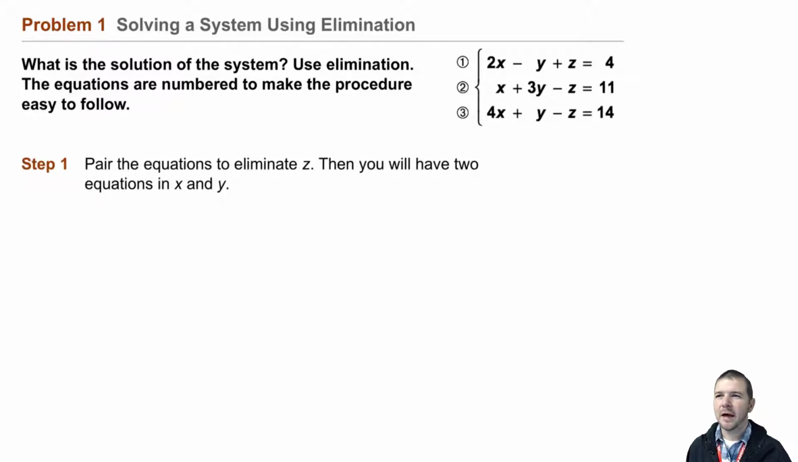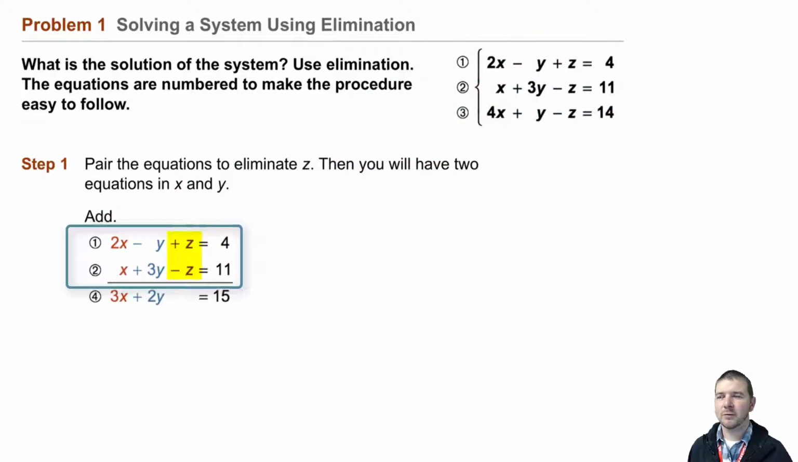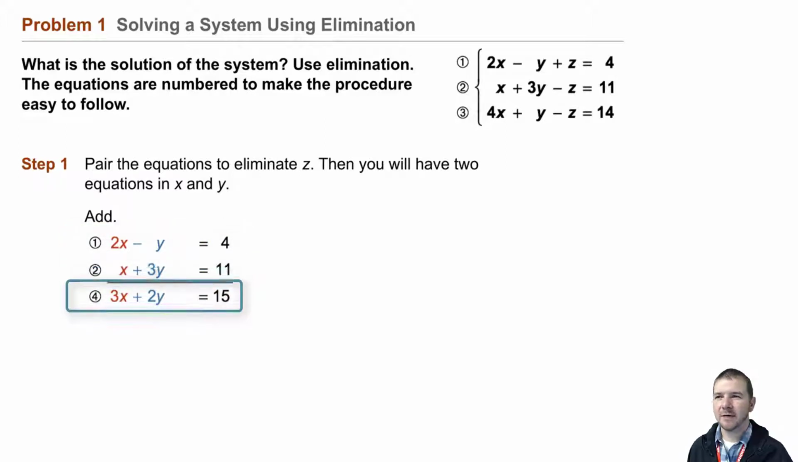Step 1. Pair the equations to eliminate z. Then you will have two equations in x and y. So notice, equations 1 and 2 have opposite numbers of z's. So if we add equations 1 and 2, we eliminate z and form an equation that now only has the variables x and y. That's labeled here as equation 4, 3x plus 2y equals 15.